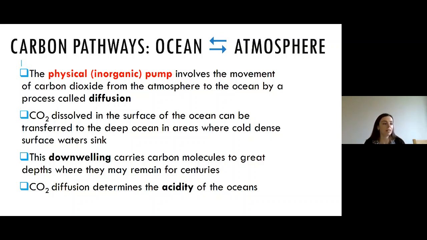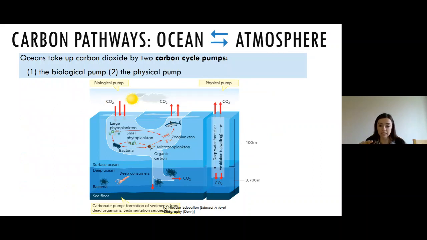So here we have that diagram again on the right there. This diagram has both pumps on, but look at the right there. You can find the physical or inorganic pump, where carbon dioxide is moved from the atmosphere to the ocean by the process of diffusion. And then carbon dioxide from the upper surface of the water is transferred to the deep ocean where it is stored. Okay, so that's the physical inorganic pump.